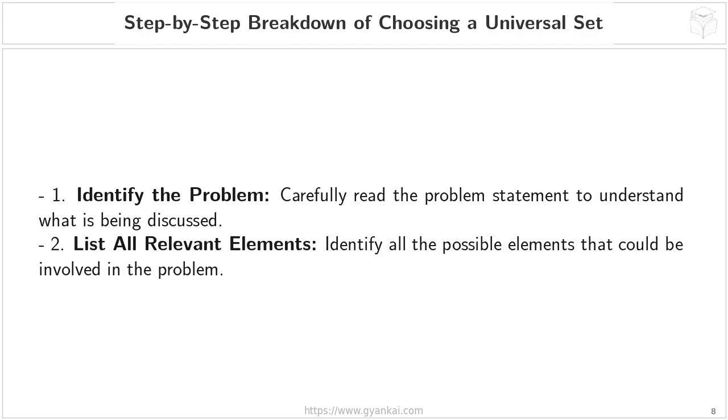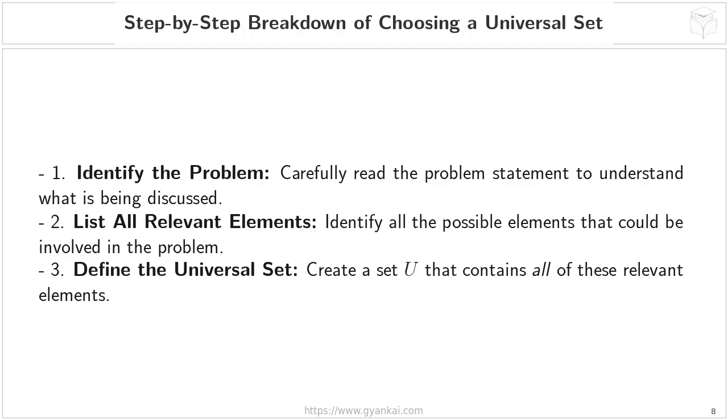Step 2, list all relevant elements. Once you understand the problem, start brainstorming. What are all the possible elements that could be involved in solving this problem? Think broadly at first. Write down everything that seems potentially relevant. For example, if the problem is about shapes, list all the shapes that might come into play: circles, squares, triangles, and so on. Don't worry about being perfect at this stage, just get everything down on paper.